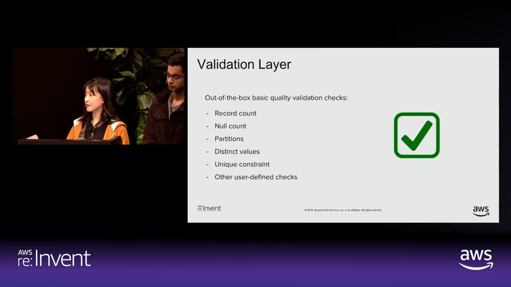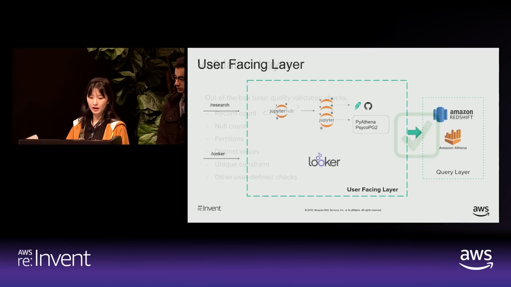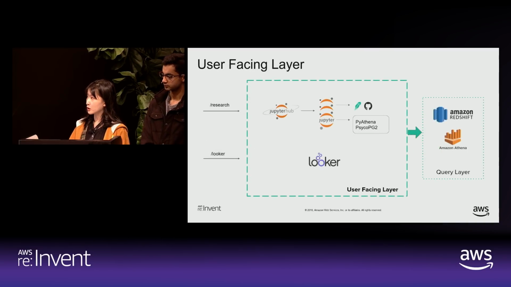And a similar idea, distinct values and unique constraints. Sometimes some column in a data set should be distinct and unique, for example, the user UUID. So you might also want to verify it. Apart from all of these common checks, we also allow you to do some user-defined checks for your own data set, and this might fit your own use cases better. Since we have this validation layer, we only ship data to our downstream users when all these validation checks pass. So let's come to our final layer, the user-facing layer.